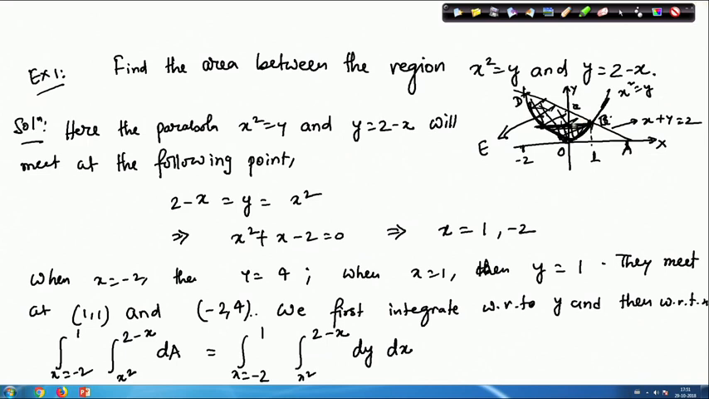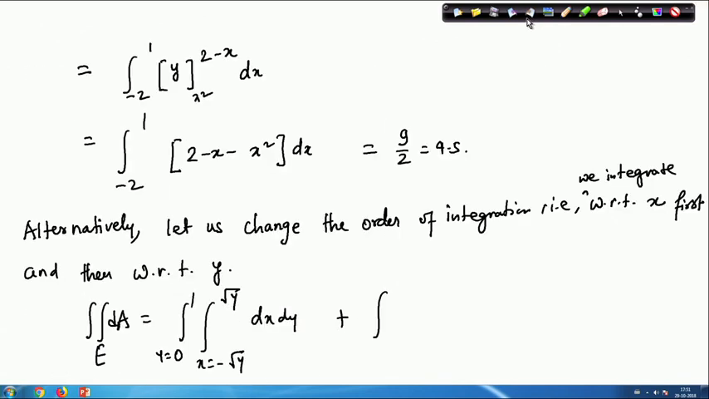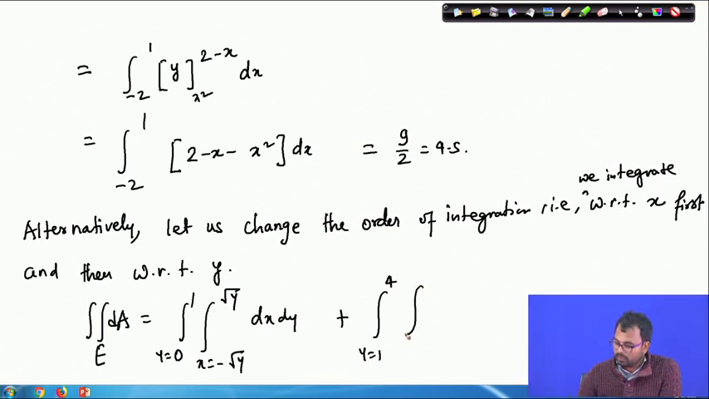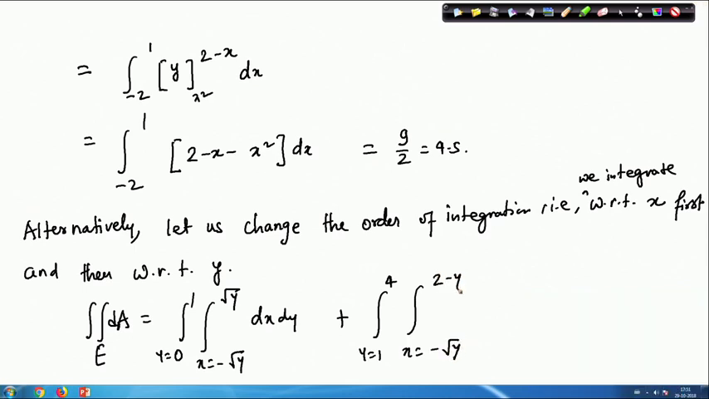So in this region, y is varying from 1 to 4, right? And x will vary from minus square root of y to this line, right? Because that's where the x is bounded. So we will now write y is varying from 1 to 4, and x is varying from minus of square root of y to 2 minus y, dx dy.